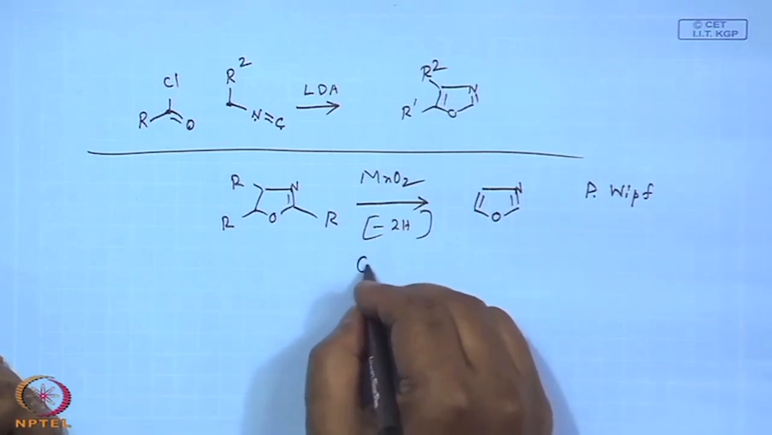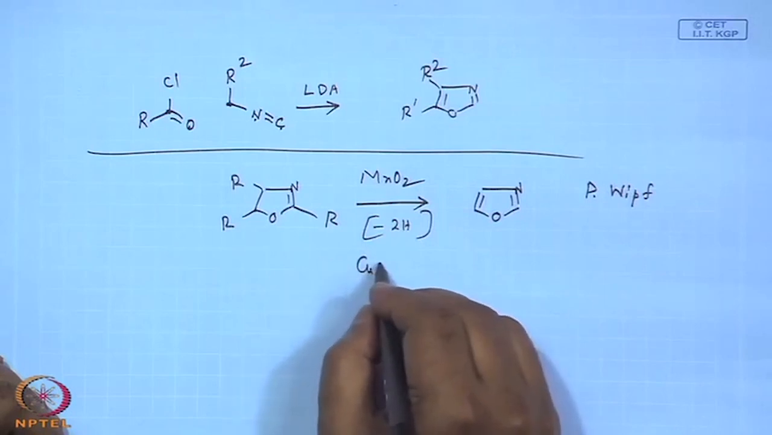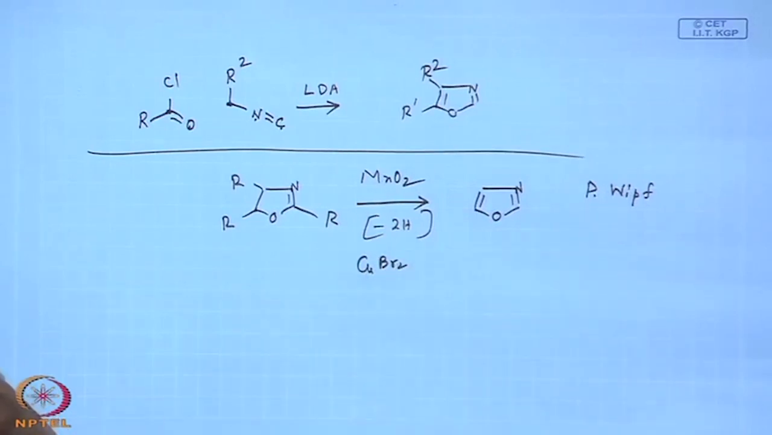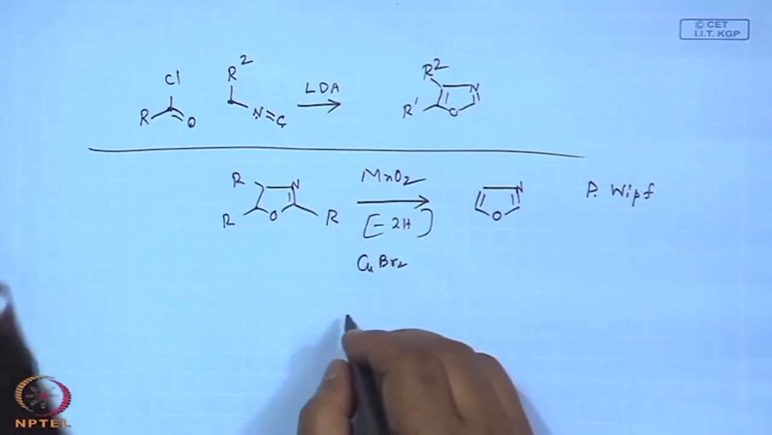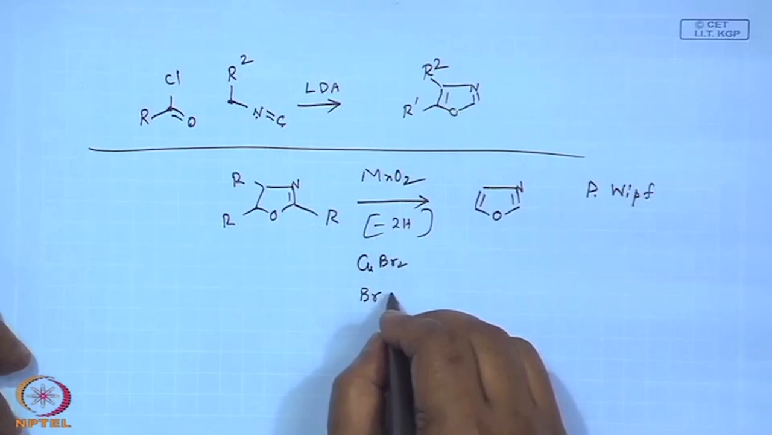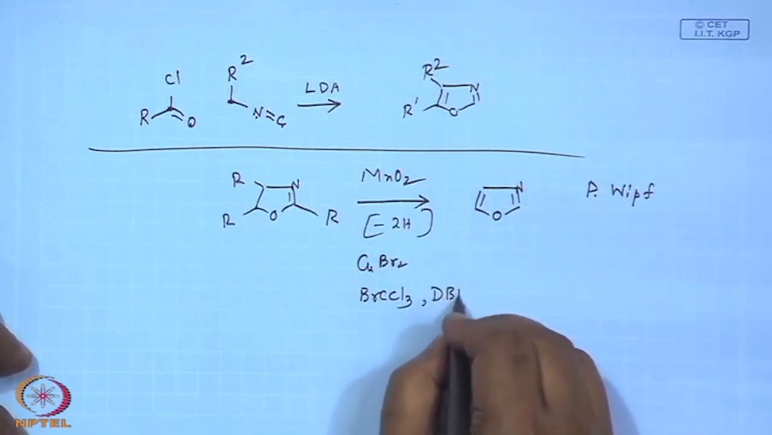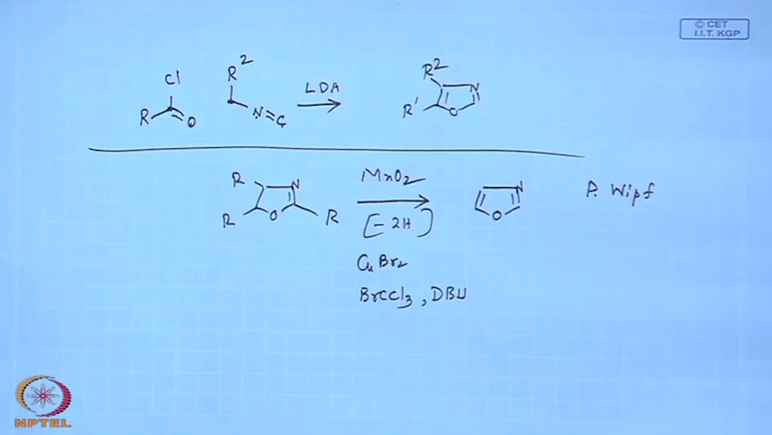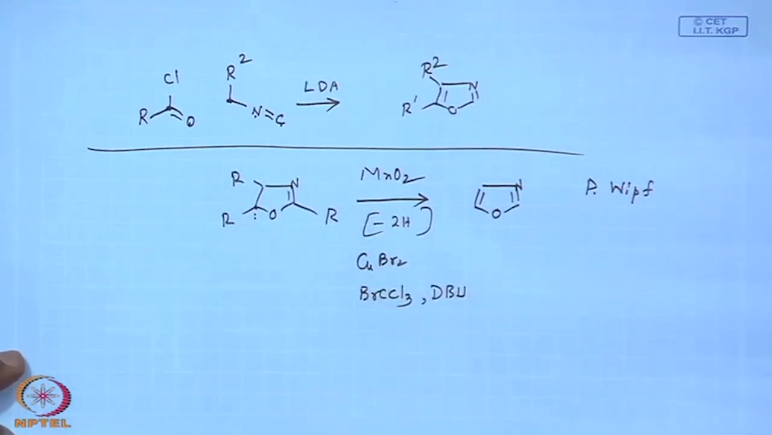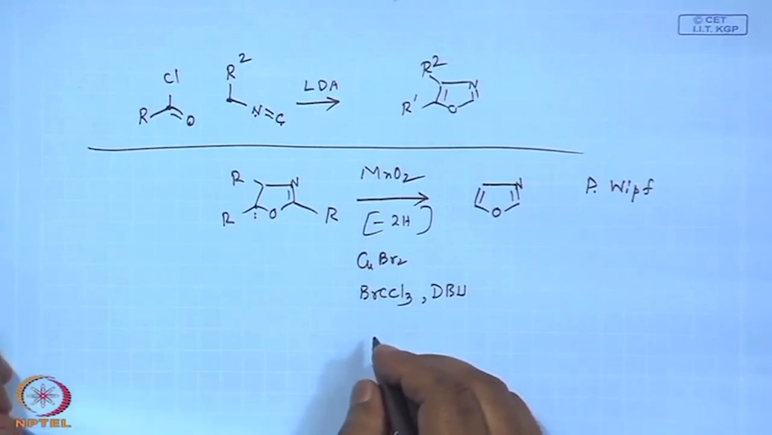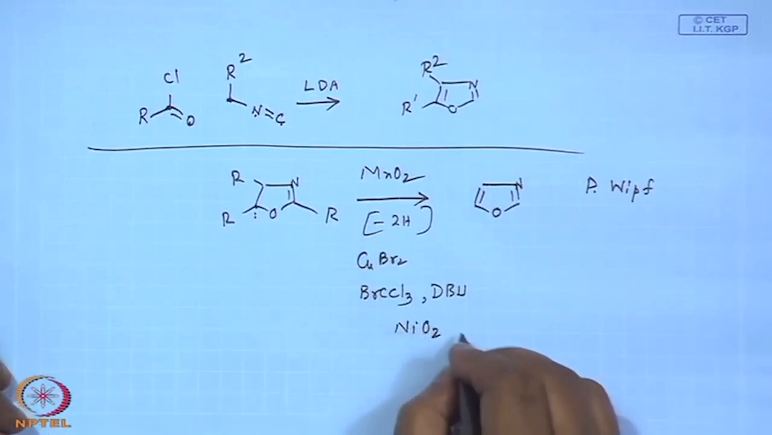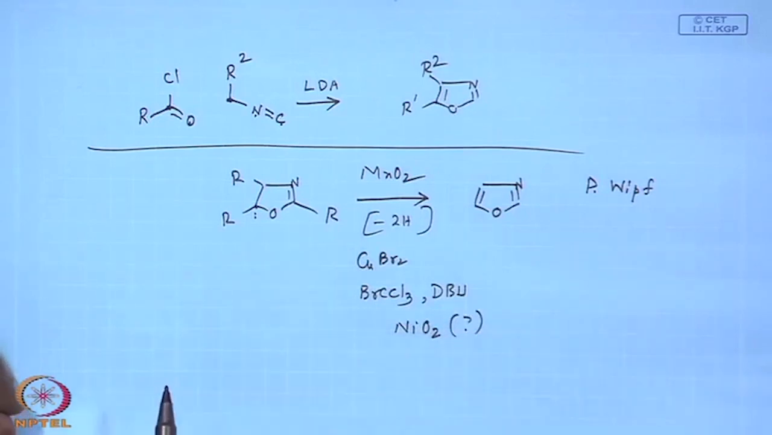There are actually limited options, or one can use cupric bromide, which served as the first of these, again an oxidizing agent. The other one is bromotrichloromethane. How does it work? Actually, it first brominates this hydrogen, then DBU, all of you know, is a base, so it dehydrohalogenates. Okay. And I am not sure, actually in my notes there is a question mark, probably you have seen it somewhere also with nickel peroxide, probably, I am not sure.